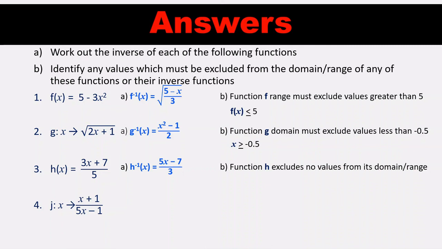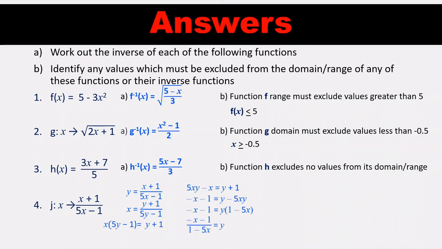On to question 4, and it's an interesting one. Let's find the inverse of function j. So let's let y be equal to the j function. Let's swap the x and y's, and let's rearrange this to get y as the subject. Multiply the denominator across, expand that out, get the y's together on the same side, factor the y out to get the y on its own, and take that bracket to the other side and divide. Now y is on its own, y is the inverse function.